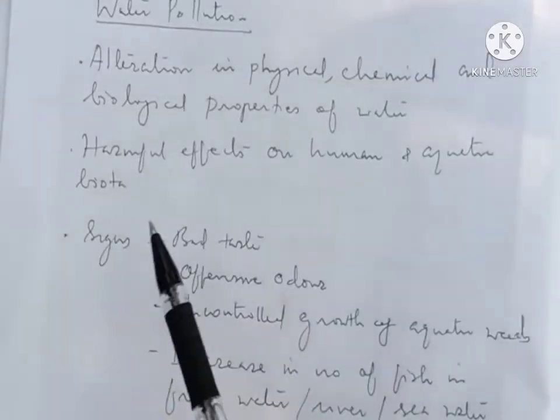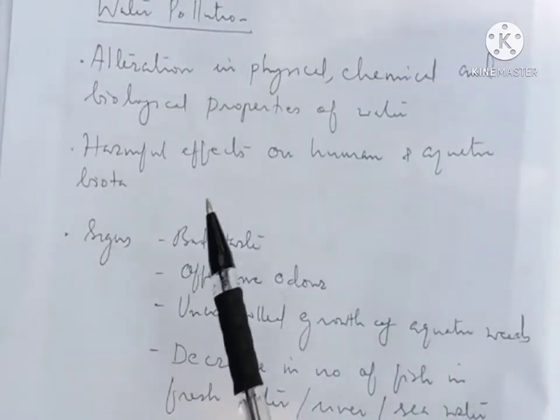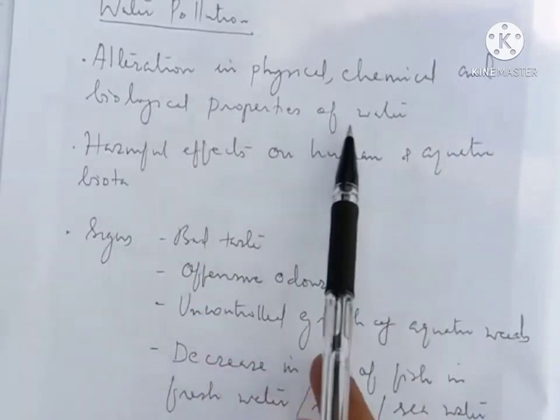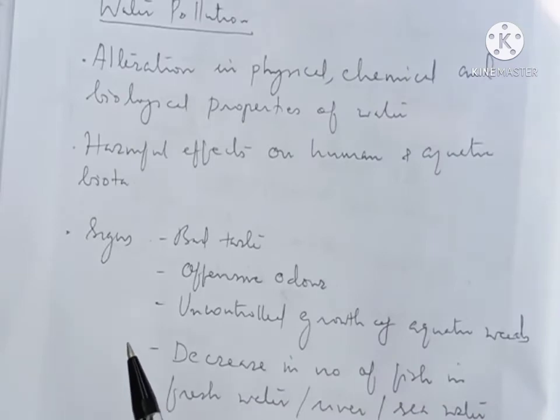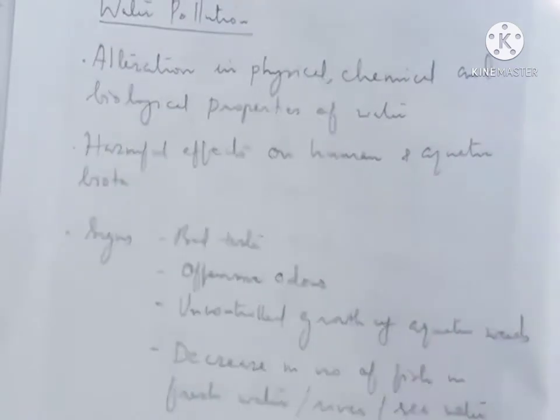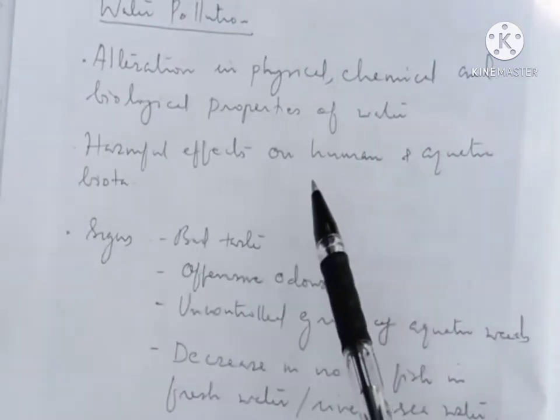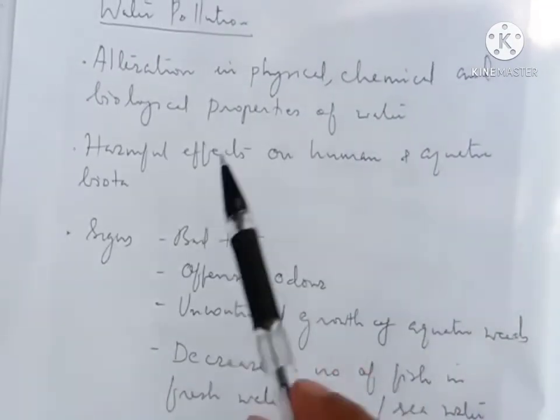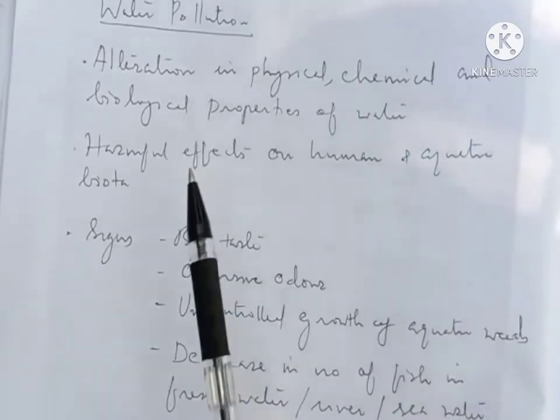Okay, moving on to the definition of water pollution. It is the alteration in physical, chemical and biological properties of water. So these alterations in water may be harmful to humans or aquatic biota.